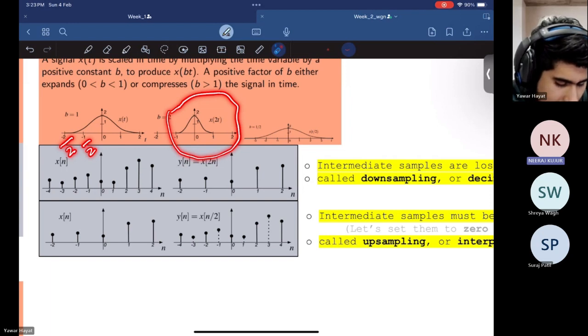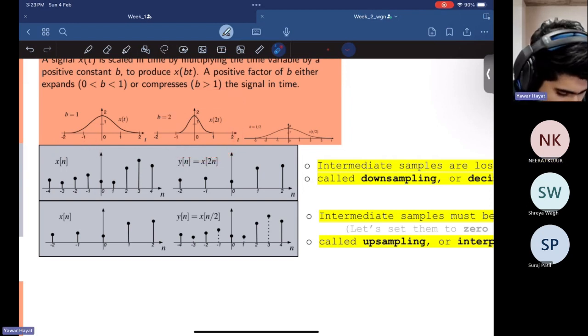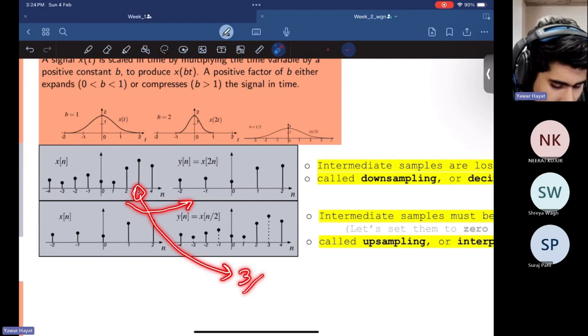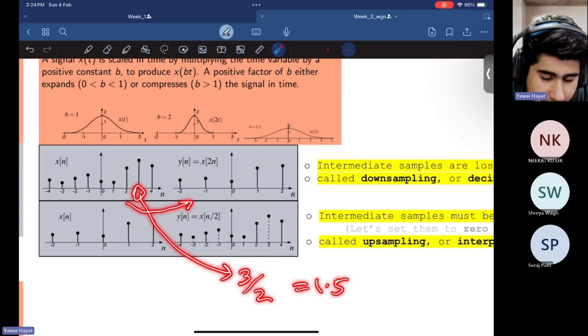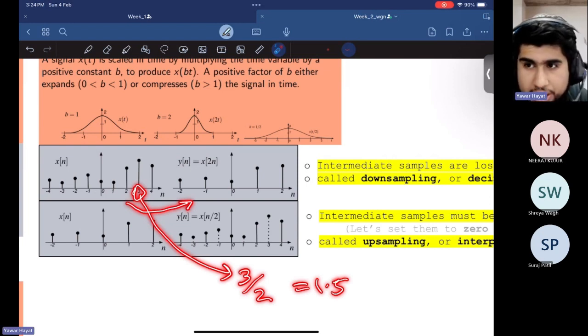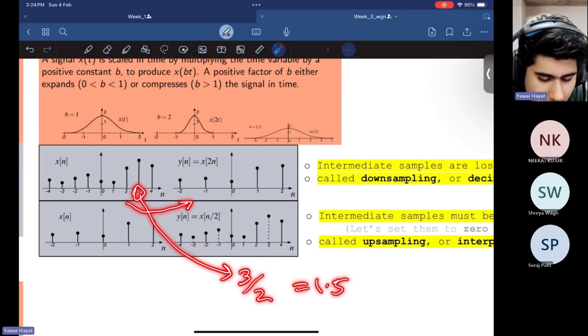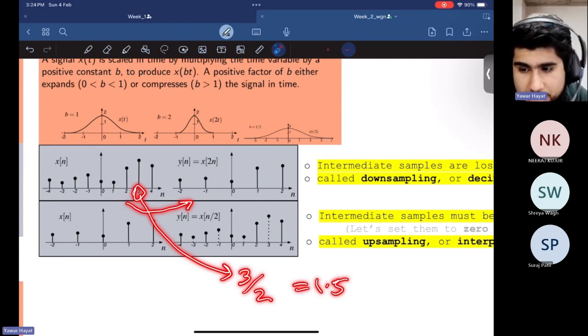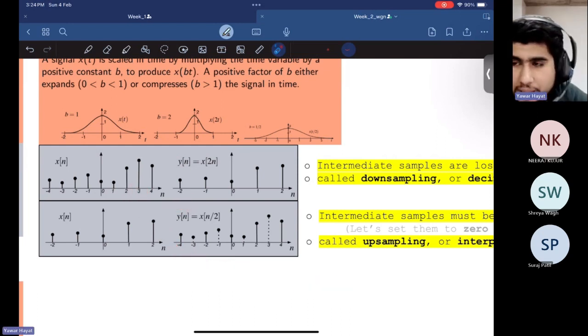And if we would do the same operation on this x of 2n, this 3 would be 3 by 2. And 3 by 2 is not an integer, right? Since it is not an integer, this won't occur in the resulting sequence. Is this point clear?